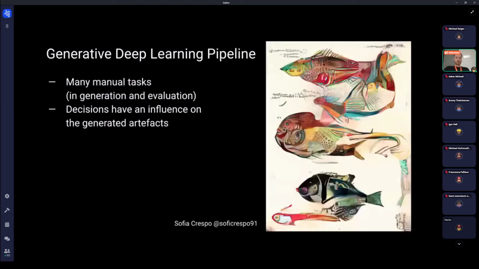Generative deep learning has seen a lot of interest in the art community and visual arts, and especially what has been called GAN artists. This is an example by Sofia Crespo. These tools, pipelines or machine learning models are mostly used as tools for these artists that allow them to generate very intriguing visual art and artifacts. They include many manual tasks, both in generation and evaluation, and many of these decisions have an influence on the actual generated artifacts. So there's a lot of tweaking going on, and people figure out their own pipelines, and their own work is very dependent on having their own kind of setup.